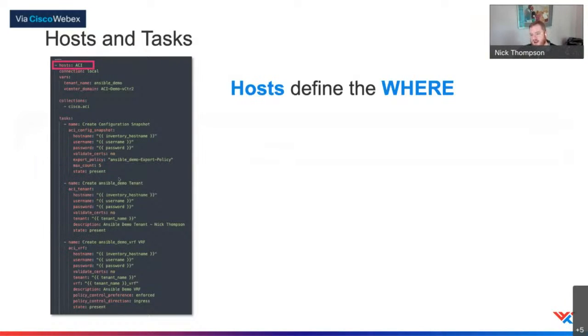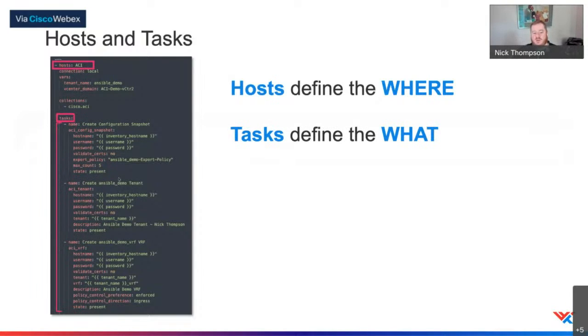We'll get into inventories in a little bit, but that can be a single device, that can be a group of devices. So the hosts, again, where are we doing the work? Tasks define the what. What am I doing to those end devices? This is going to be that ordered list of operations that the automation is going to do on the target devices.